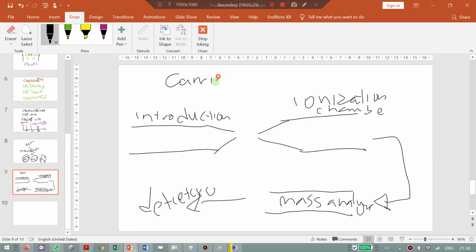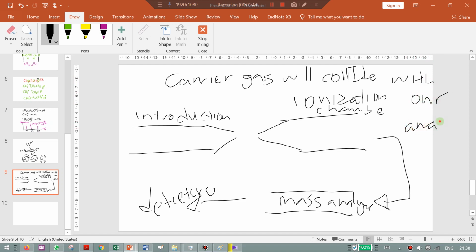our carrier gas will collide with our analyte ions. Okay. At the low vacuum or at high pressure, the carrier gas will collide with our analyte ions.